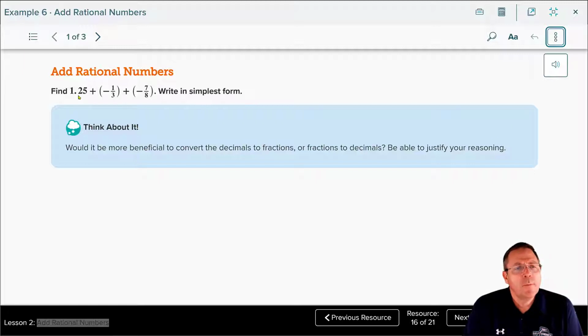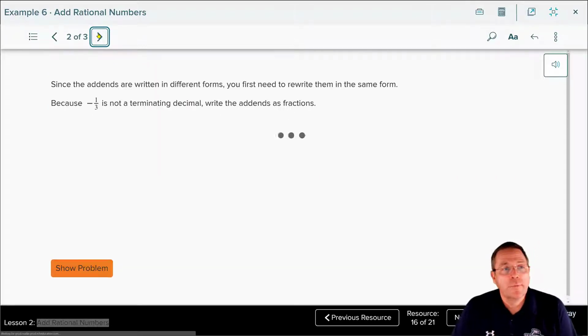We're going to add 1.25 or 1 25/100 plus a negative 1/3 plus a negative 7/8. Now first thing I want to point out is at some point everything's going to have to be a fraction here because 1/3 is going to be a repeating decimal. And because 1/3 is a non-terminating or a repeating decimal, not 0 repeating, we're going to have to write everything as a fraction sooner or later. Let's see how they want us to solve this problem.